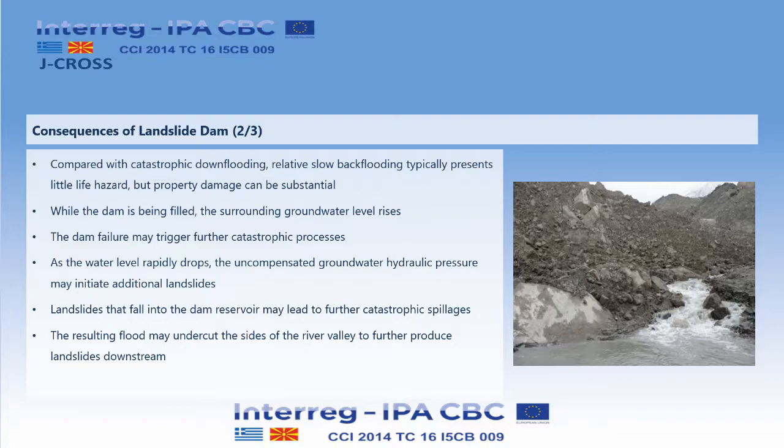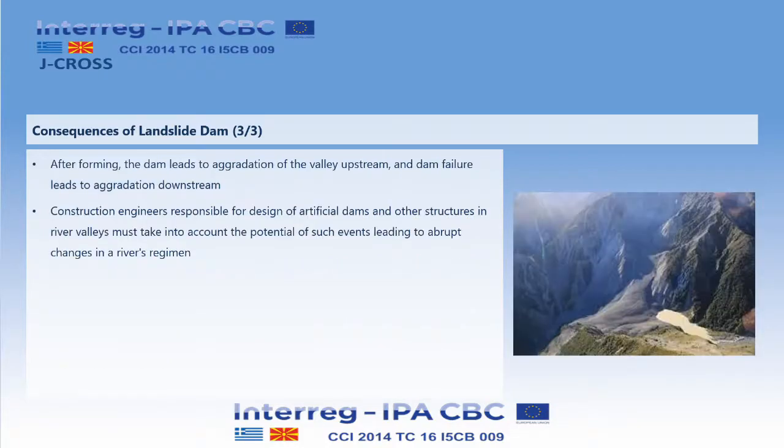The dam failure may trigger further catastrophic processes. As the water level rapidly drops, the uncompensated groundwater hydraulic pressure may initiate additional landslides. Landslides that fall into the dam reservoir may lead to further catastrophic spillages. The resulting flood may undercut the sides of the river valley to further produce landslides downstream. After forming, the dam leads to a gradation of the valley upstream, and dam failure leads to a gradation downstream. Construction engineers responsible for design of artificial dams and other structures in river valleys must take into account the potential of such events leading to abrupt changes in a river's regimen.